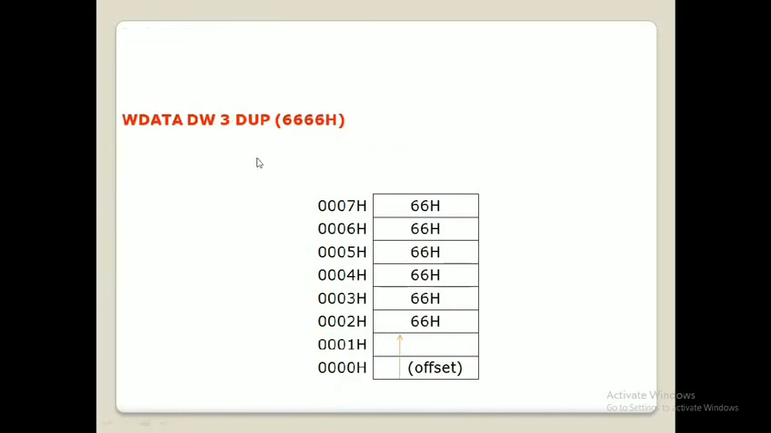Now there is another usage of the DW directive. Suppose we want to duplicate values in an array, so we may use it like this: WDATA DW 3 DUP(6666H). This statement will reserve 6 bytes of memory locations for a word labeled WDATA, and this DUP will duplicate the value given in the statement in all reserved memory locations, as you can see here.